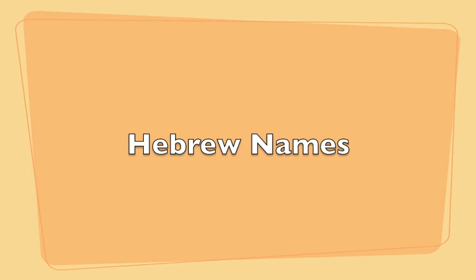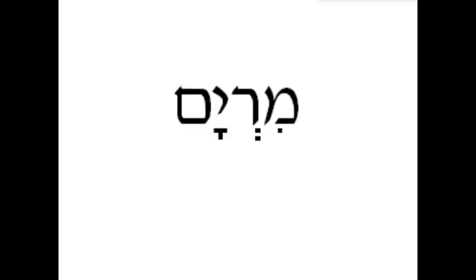Now let's look at some Hebrew names. We'll start with Mary. Look it over and see if you can figure it out. The first letter has the M sound as in mouse with the E vowel. So we get me.